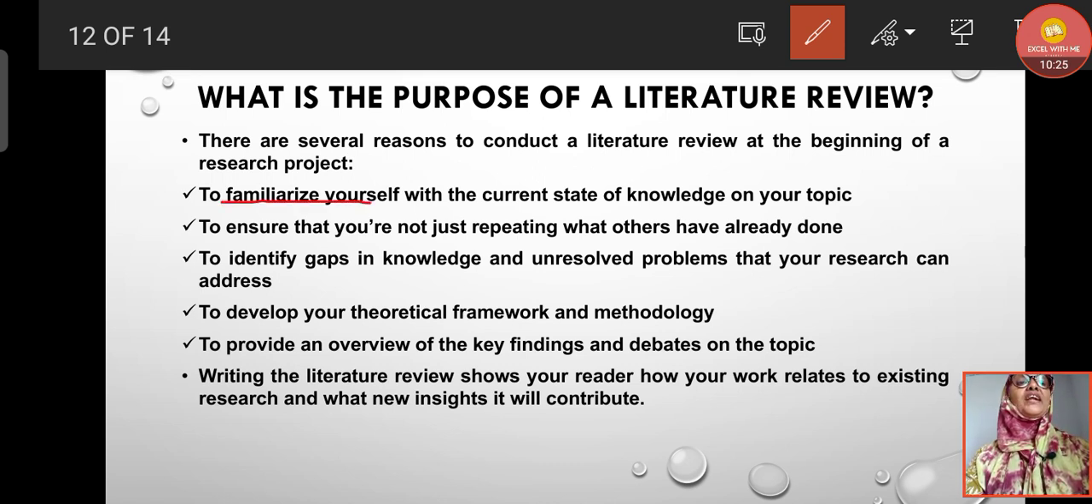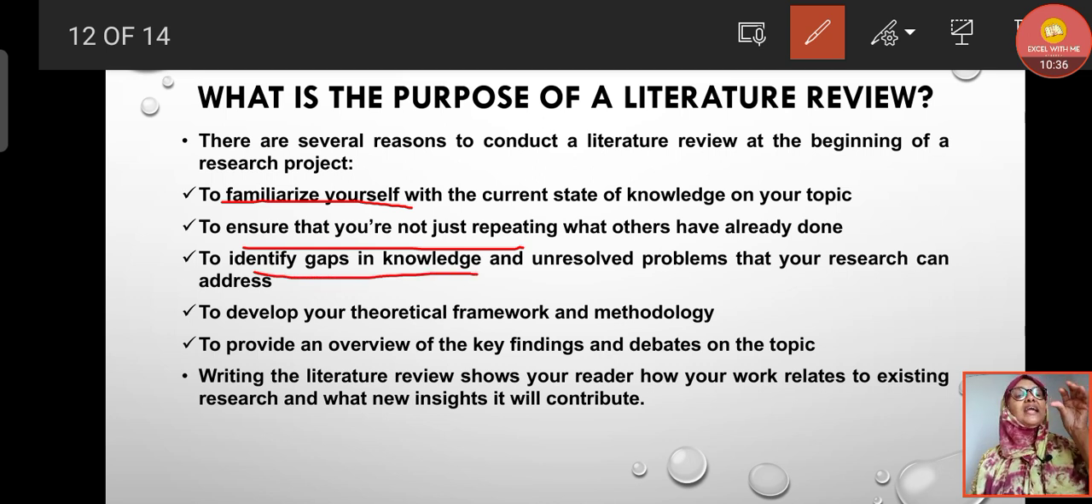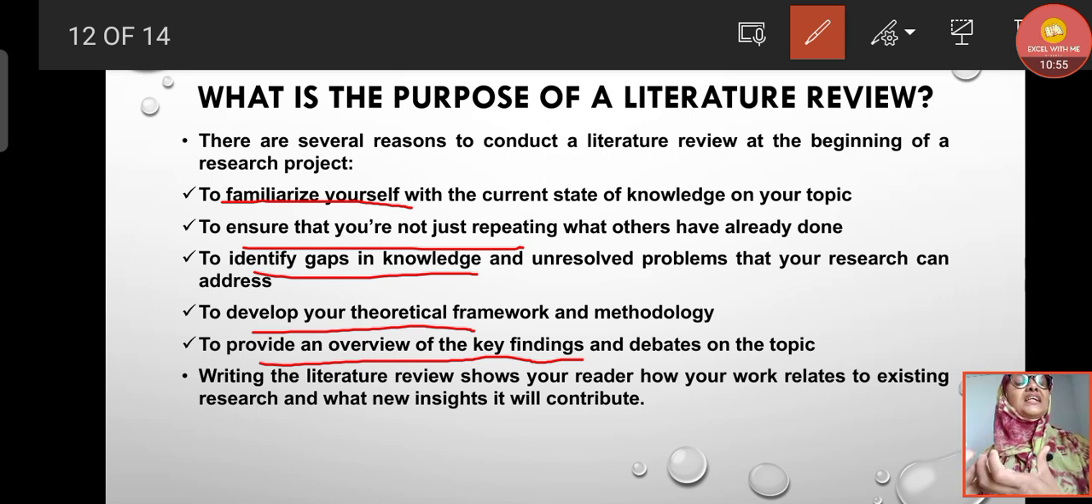Why? First one is to familiarize yourself with the current state. Ensure that you are not repeating what has been done earlier, and then you can identify the gaps in knowledge which are not resolved, then to develop your theoretical framework and also provide an overview of the key findings. So whatever the previous authors have done in their articles, we can find out the key findings and can debate on that topic. So these are the 5 main purposes why we need to do the literature review.